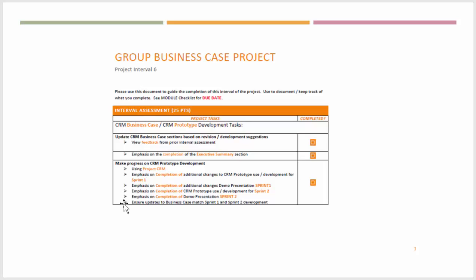You should also be updating your business case on your SharePoint site to match the Sprint 1 and Sprint 2 development items, including the additional development that you did for Sprint 1. This is to ensure that what's being documented for your business case matches what is being designed and developed.